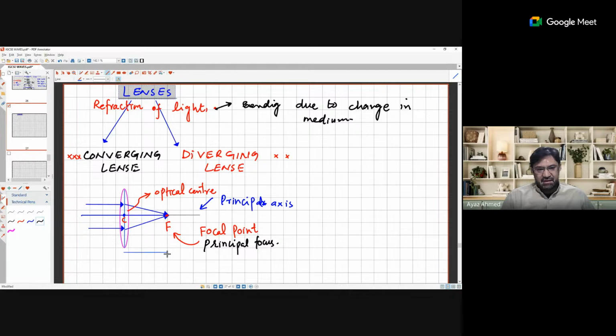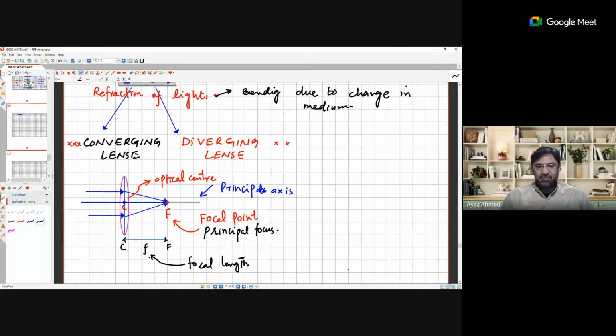Now we will talk about the focal length. Focal length is basically the distance between F and C. Simply speaking, the distance between the principal focus or focal point and the optical center is called your focal length. This small f is called your focal length. Is this picture okay for your lens?